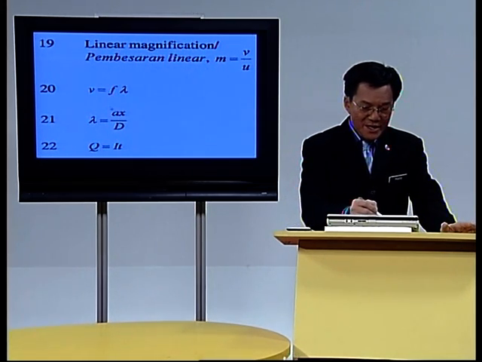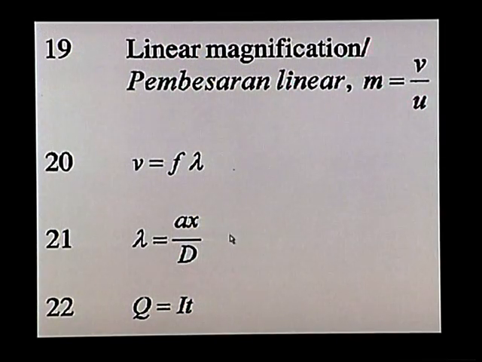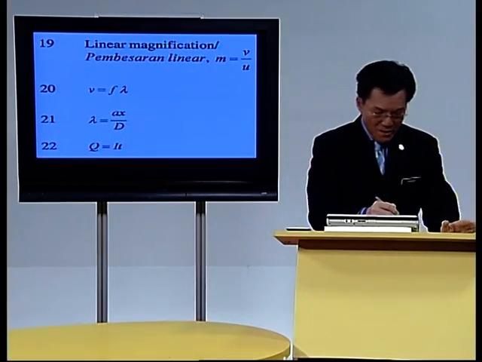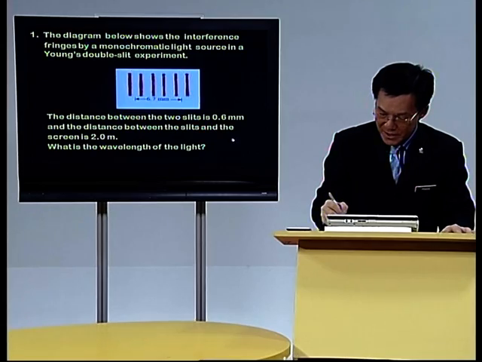All right, let's take a look at this one. Lambda equals AX per D. So this is the formula that we are going to use. All right, are you ready to work out the problem? All right, let's go to the problem now.